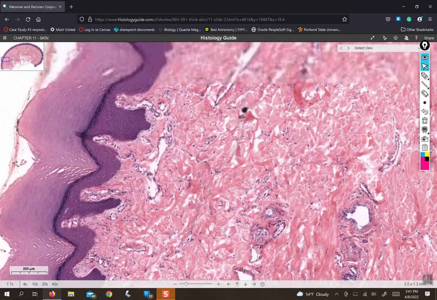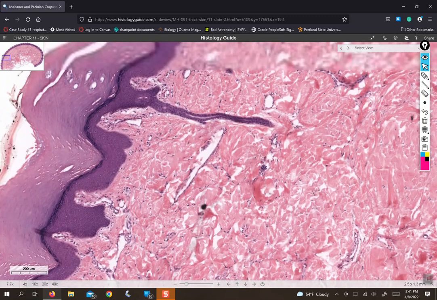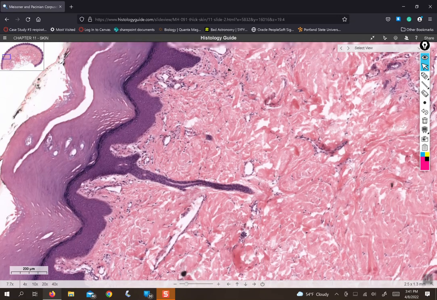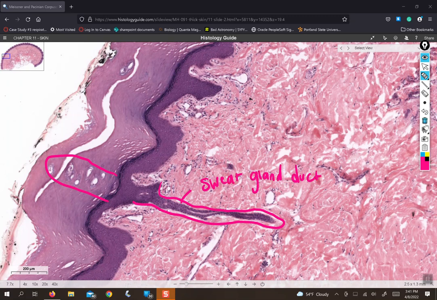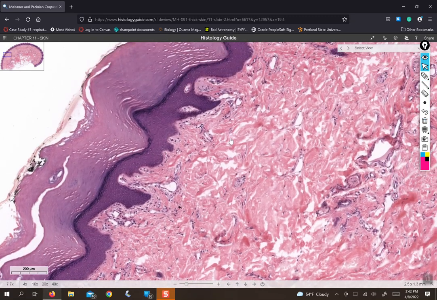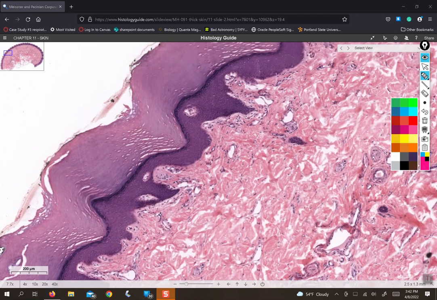I'm going to pause for a moment here to point out this very excellent sweat gland duct, and you can even see it going up through the epidermis and the stratum corneum. But we're going to continue trolling for Meissner's corpuscles. Oh, there's one. It's a little one, but it's still one right there. And let's keep looking.